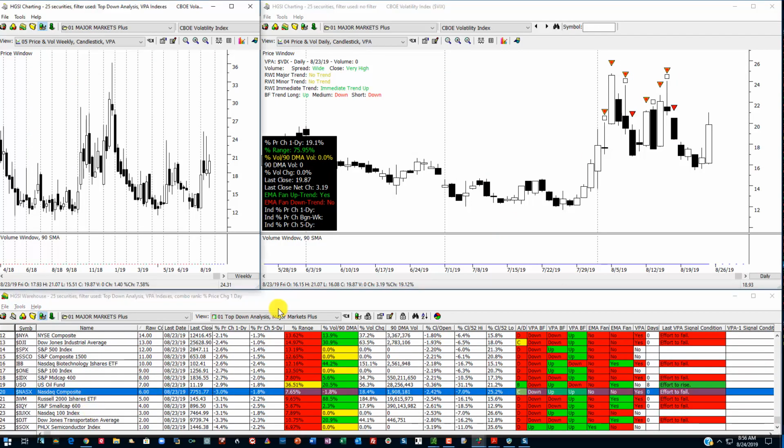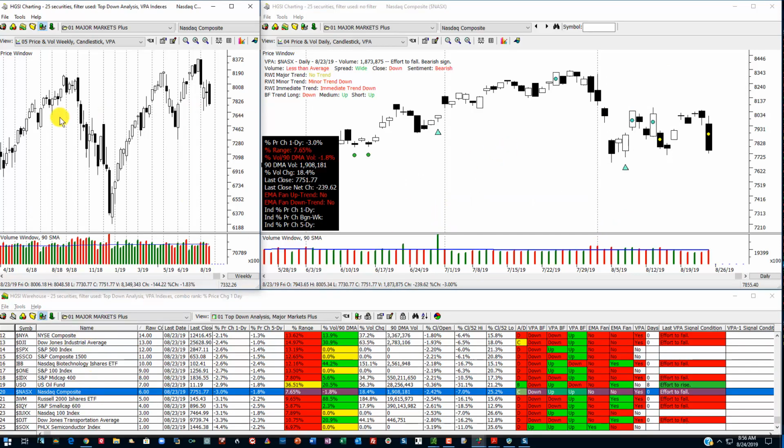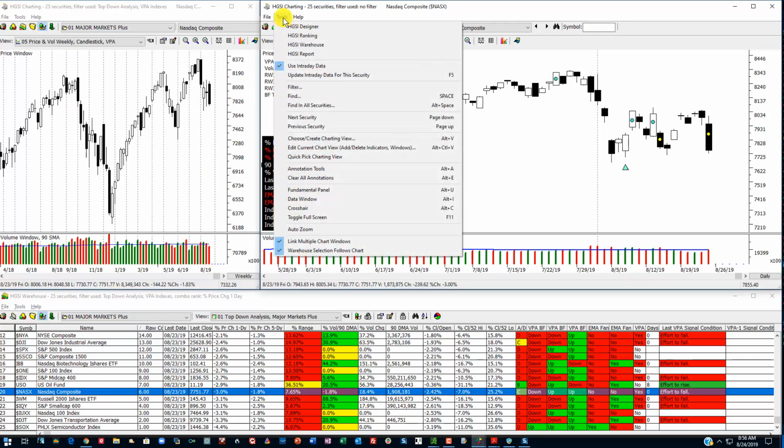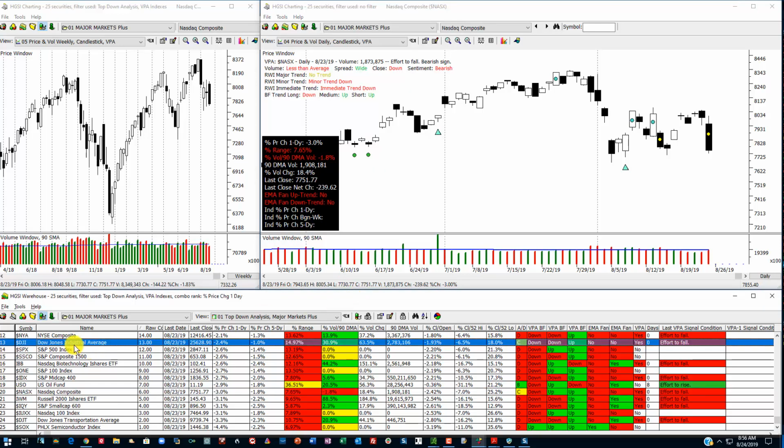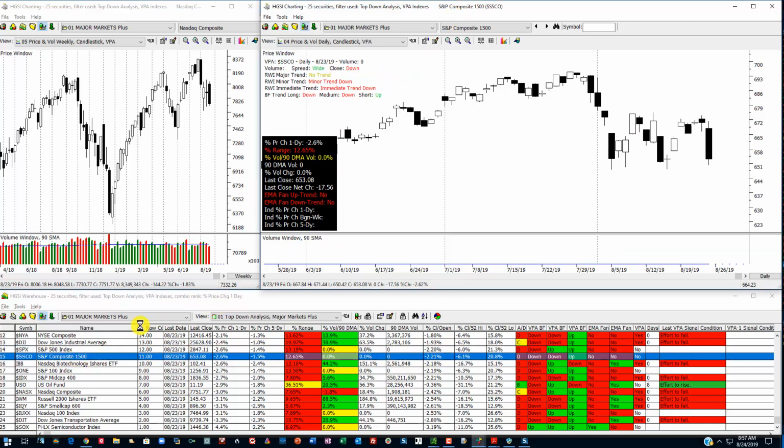Now I'm going to go back to my layout here, and I'm going to go to the NASDAQ. This is where I usually start. And these charts are linked to the warehouse. If you don't know how to do that, just go down to the bottom of these charts and select link multiple chart windows, and warehouse selection follows chart. In other words, if I click down here on a warehouse view, they're going to come up in the charts up here.